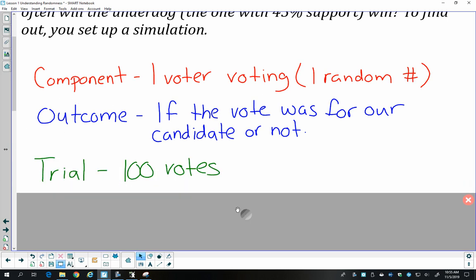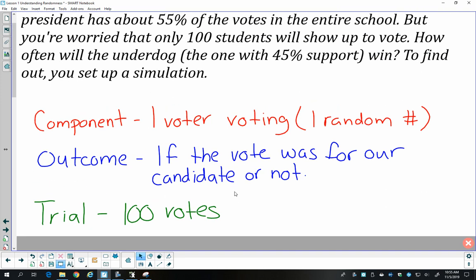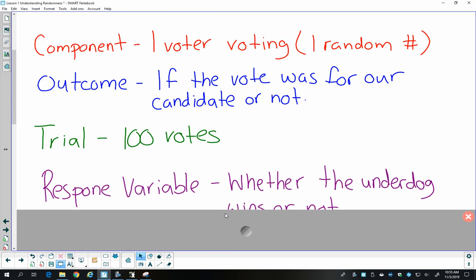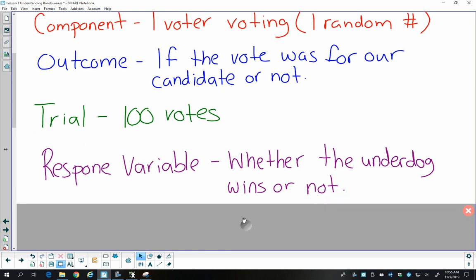And one whole trial is an entire simulation where we're simulating 100 voters voting, where we have a 55% chance of our candidate being voted for and a 45% chance of the underdog. Then the response variable for this trial would be whether or not our candidate or the underdog wins. So one trial is 100 votes, and the response would be, from those 100 votes, did we get more votes for our candidate or for the underdog?